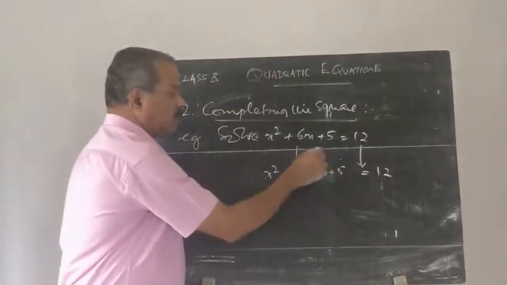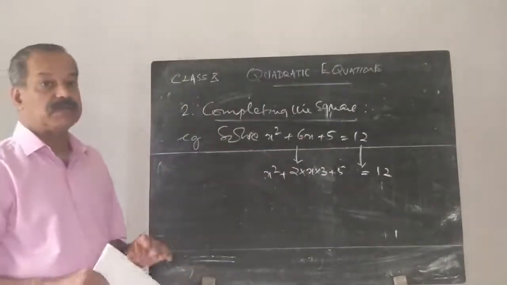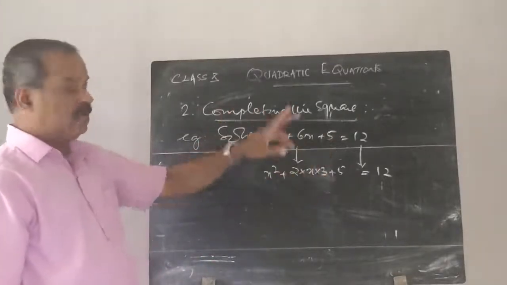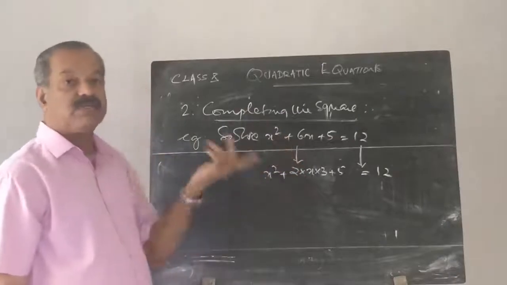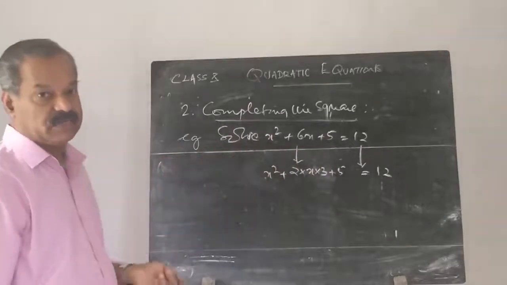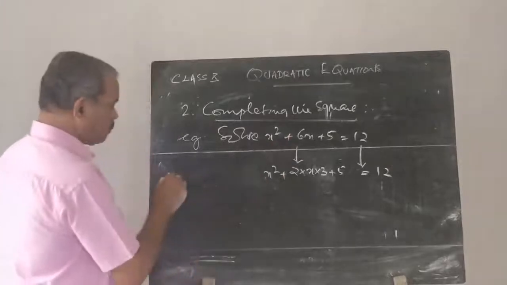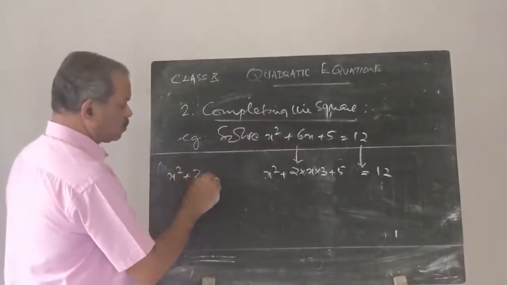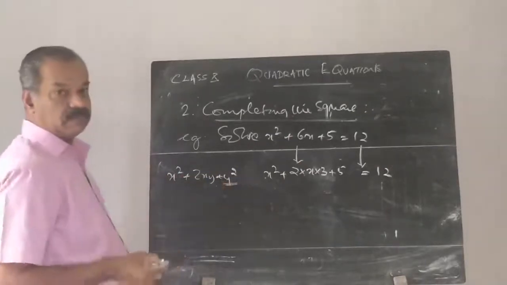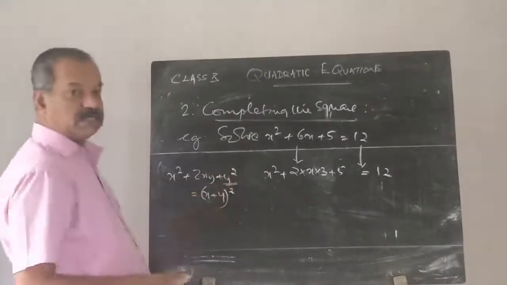This is not a perfect square, or we cannot write this in the form x plus y the whole square, because to express this in the form x plus y the whole square, the constant term should also be a perfect square. 5 is not a perfect square. But what should be in x square plus 2xy plus y square? What is the last term? To get this as x plus y the whole square, what should be the last term?